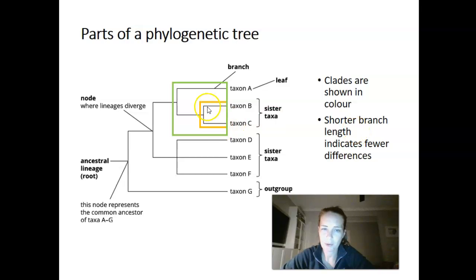The shorter the branch length indicates the fewer differences between species. So the most closely related species in this tree, sorry, would be taxon B and C. But a group of related species we can refer to as sister taxa. And then the last one, which I did mention earlier, is that group that diverged first, that is least related to the rest of our species in question, and that is the outgroup.